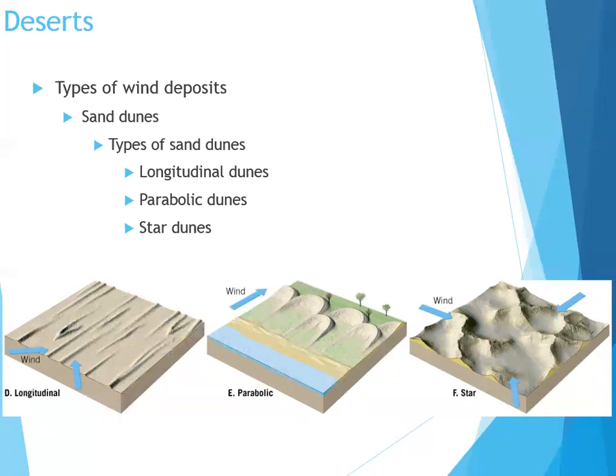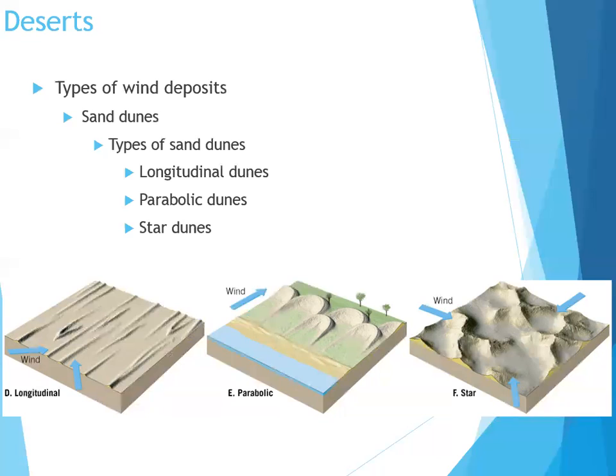Longitudinal are long ridges of sand where they're parallel to the wind direction. They can get very, very large. They are some of your largest sand dunes that you'll find. And they happen in areas where there's a pretty good supply of sand.